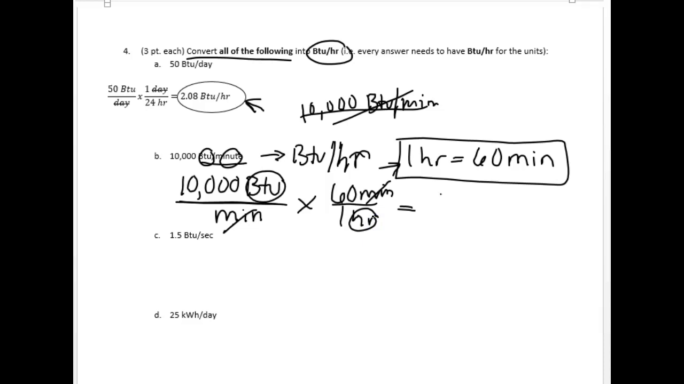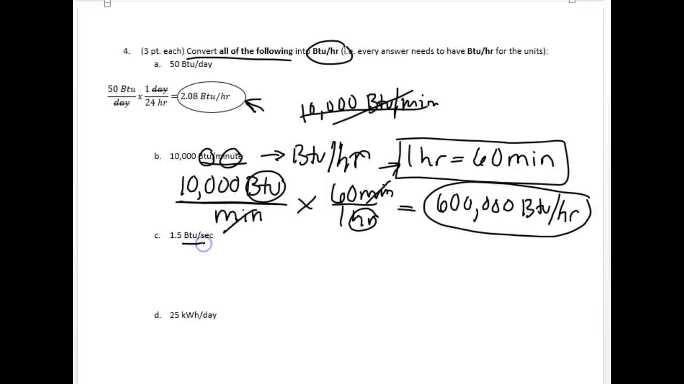And so then if you multiply that out, you end up with 600,000 BTUs per hour. Okay, make sure you have your comma in there and circle your answer. And it's really that easy. So you're going to do the same thing for all of these. So here you're converting BTUs per second to BTUs per hour. This one you're actually going to have to do more than one conversion, so both kilowatt hours and days you're going to have to convert.